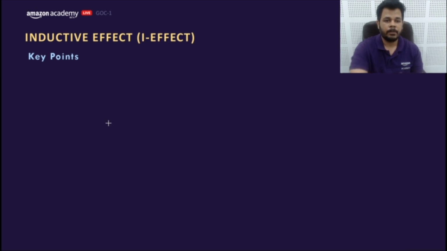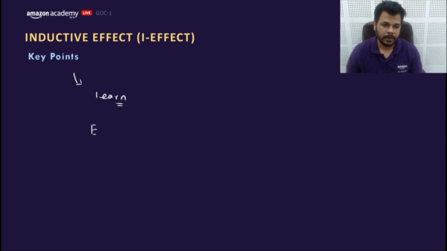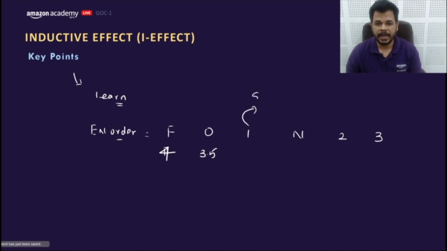Key points. You need to learn this trick on this page. Electronegativity order. This is my trick. Let's have fluorine. This can solve hundreds of questions. Electronegativity is 4, then 3.5. What is 1? This is sp carbon. What is 2? This represents sp2 carbon. What is 3? This is sp3 carbon. Now what is the electronegativity of sp carbon?